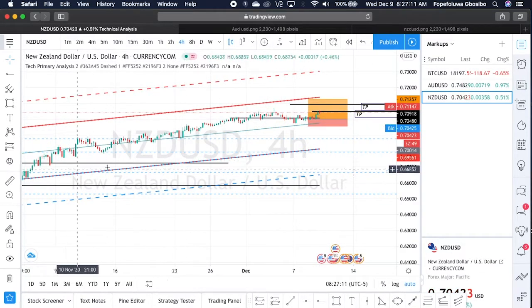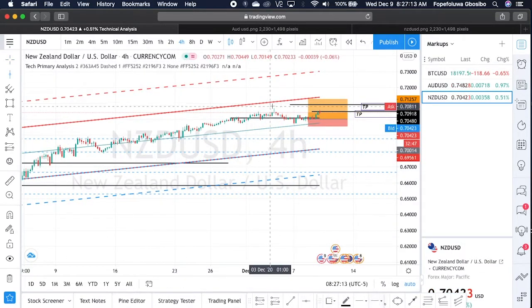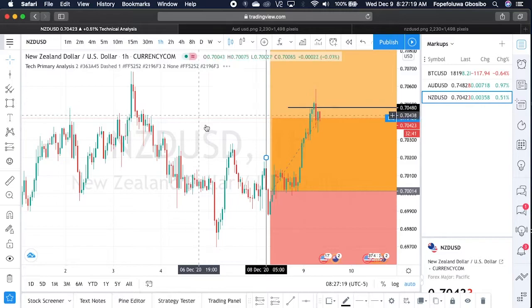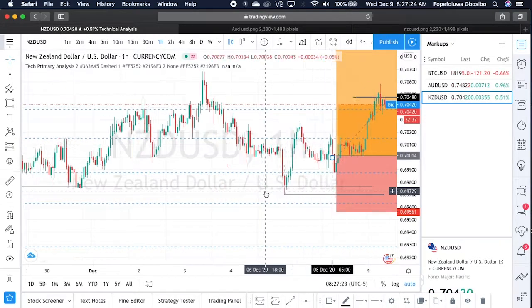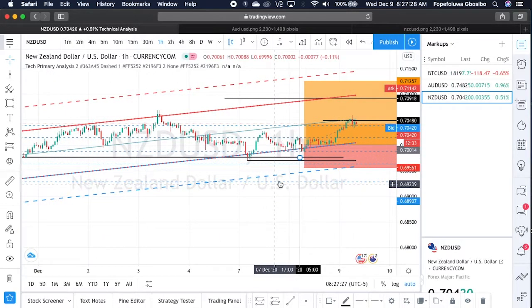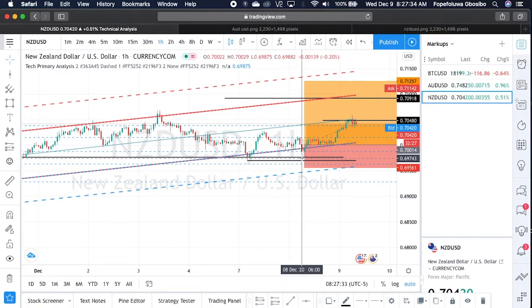So I took the trade around this point on the 4 hour. And then the 1 hour, and I took the trade on the 1 hour. So I waited for it to come down a little bit more. As you can see, I waited for it to touch my trend on this point. And I got in on the green candle.